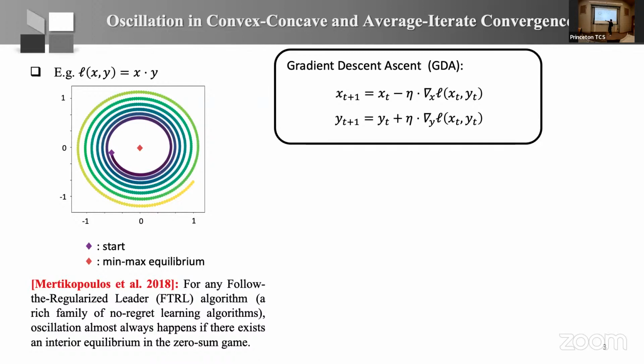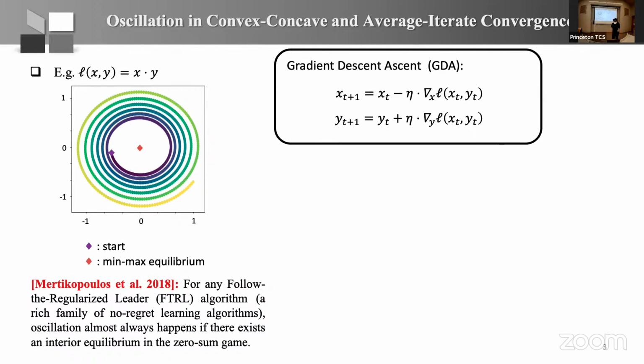If you take a two-player zero-sum game that has an interior equilibrium, and you run one of these algorithms, then this kind of oscillation almost always happens. So you can prove that. When I say almost always, it's because if you start at the equilibrium, of course, it's not going to go away. There's a measure zero set where you start there and you would converge. Otherwise, you have the oscillation.